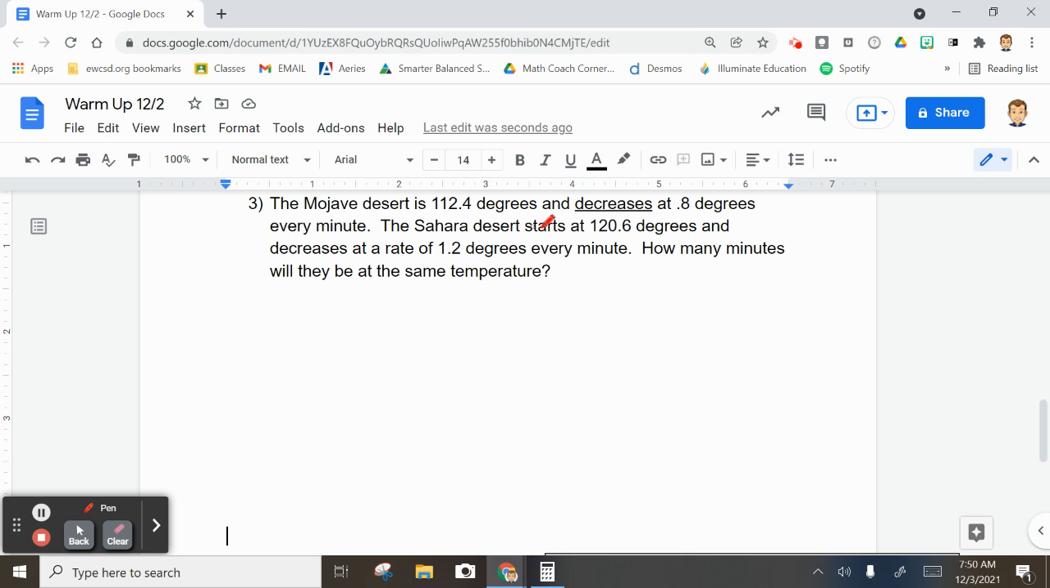The Sahara Desert starts at 120.6 degrees and decreases at a rate of 1.2 degrees every minute. How many minutes will they be the same temperature? Let's write these problems out.